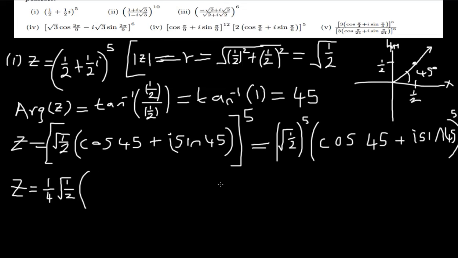then you open bracket. So what you do to this 5, you just multiply it with the angles there, so it will be cos of 5 times 45, 5 times 45, then plus i sine, again you multiply the angle by 5, which is 5 times 45.